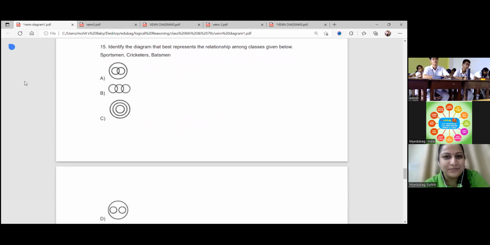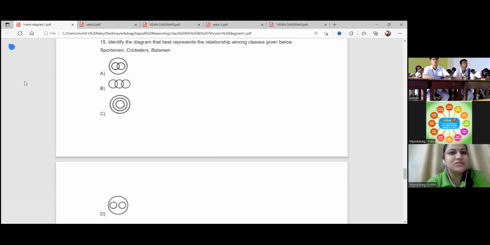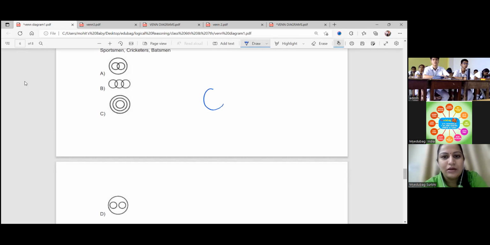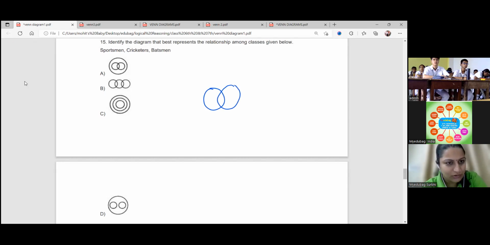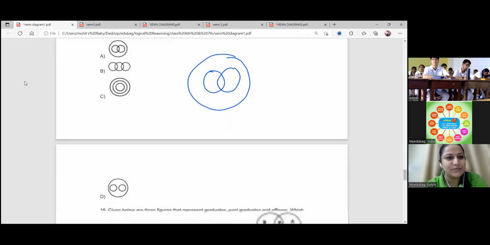Identify the diagram which best represents the classes given below: sportsman, cricketer, and a batsman. B. Okay. Any other? One. Answer is one. Correct. A cricketer can also be a batsman, okay, and it is a sportsman, right? This comes under sports, so that is a sportsman.